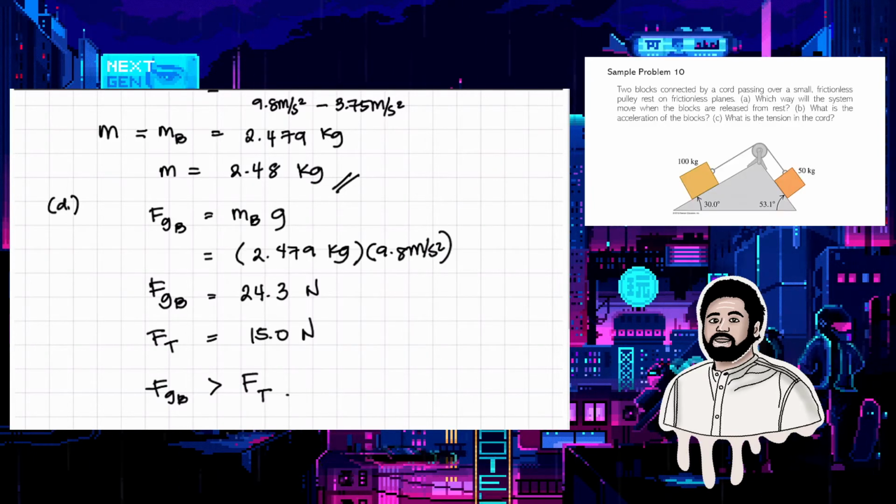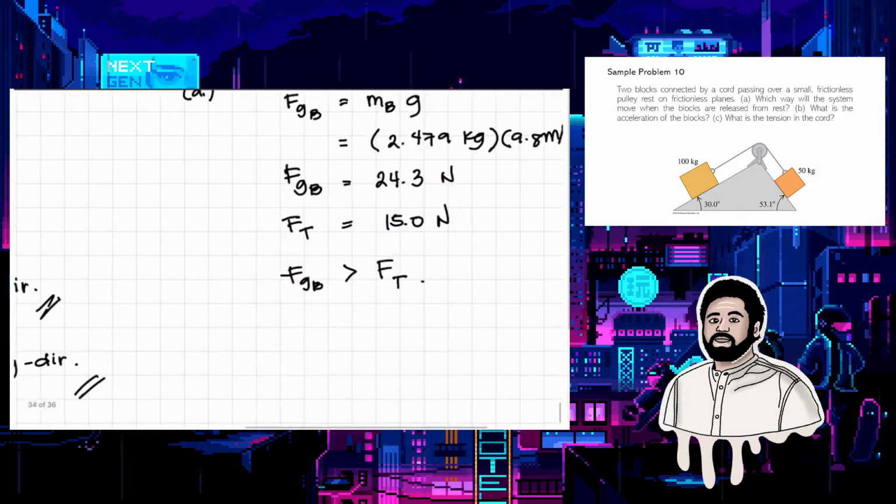Sample problem number 10. I thought this was difficult, but it's actually very easy. So, two blocks connected by a cord passing over a small frictionless pulley rest on frictionless planes. A. Which way will the system move when the blocks are released from rest? B. What is the acceleration of the blocks? And C. What is the tension in the cord? For letter A and B, I will be solving them simultaneously, because if I can solve for letter B, I could know the direction of the motion of our system. That's letter A.